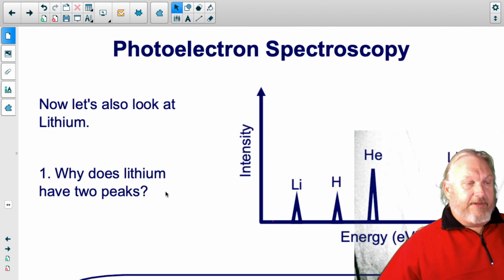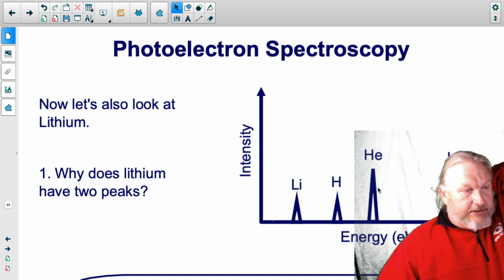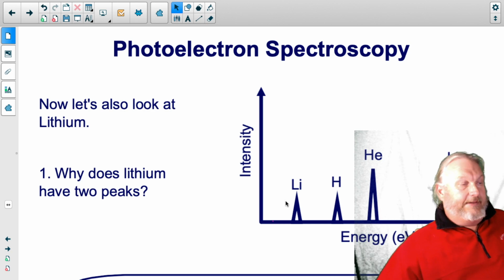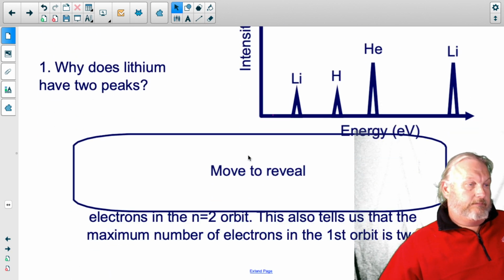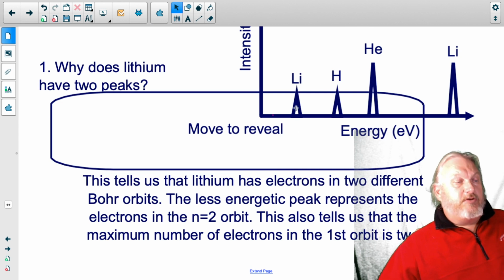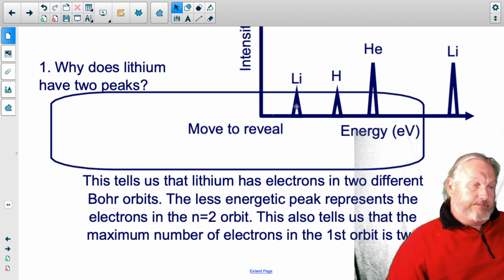Now let's look at lithium. Notice that's hydrogen, that's helium. There's 2 peaks for lithium. Why? Lithium has the electrons in 2 different Bohr orbits. It's got N1 and N2.